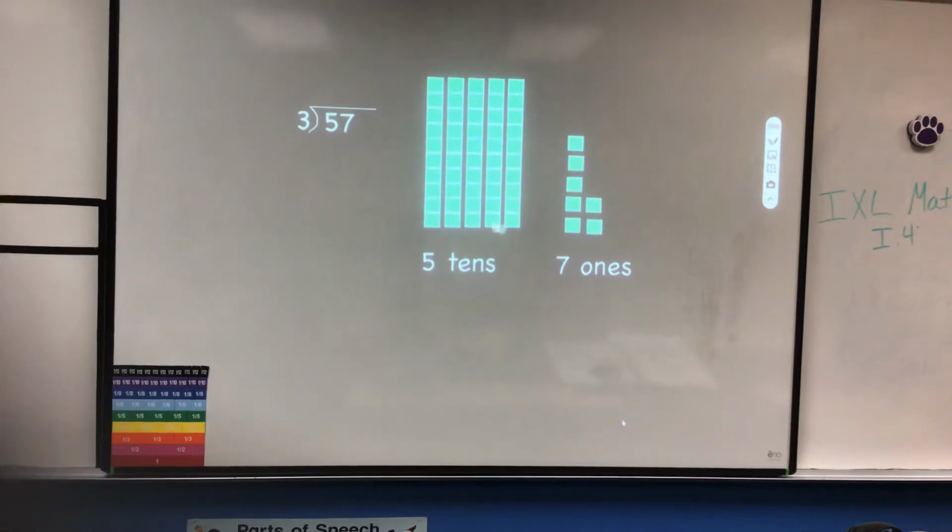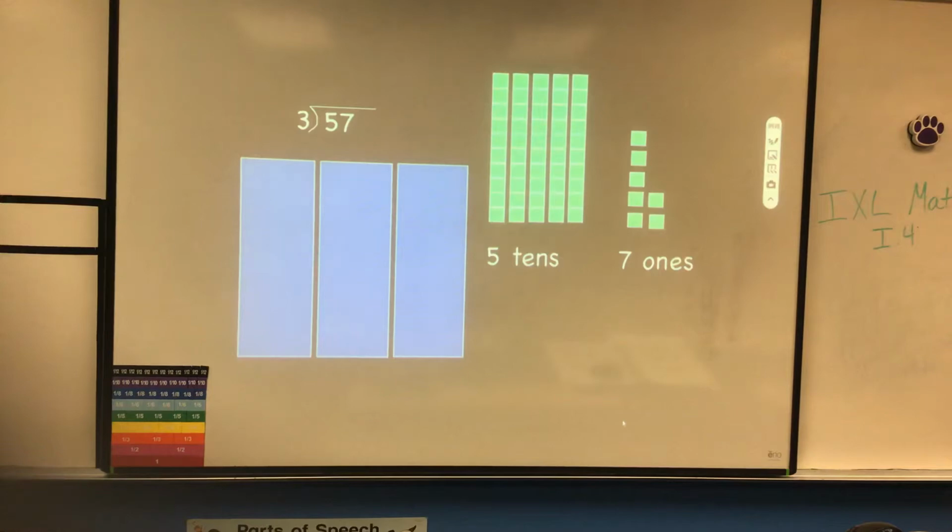Once you put them in front of you, you can put them together if you want. I've separated them here so you can see them more visually. And I put my ones in a row of 5 and 2, so again, it's easy to see right away how many I have. There's 57 built with 5 tens and 7 ones. Now, how are we going to divide these into 3 groups?